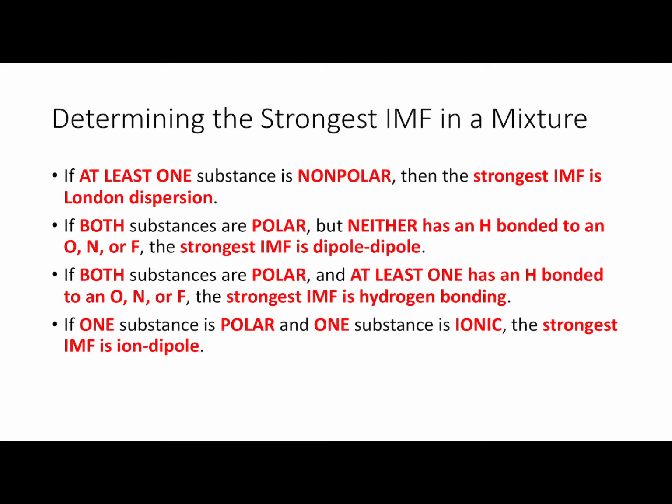However, if both substances are polar and at least one has a hydrogen bonded to an oxygen, nitrogen, or fluorine, the strongest possible intermolecular force is hydrogen bonding. Finally, if one substance is polar and one substance is ionic, the strongest intermolecular force is typically ion dipole. I hope this video provided you a little bit of guidance on how to select the strongest intermolecular force in both a pure substance and a mixture.